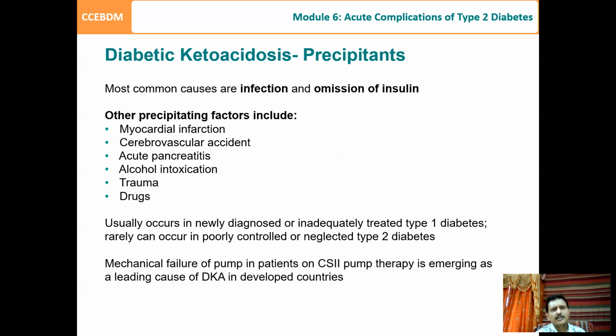So diabetic ketoacidosis is actually precipitated by infection or omission of insulin. In case of type 1 diabetes, it is because of the omission of insulin.